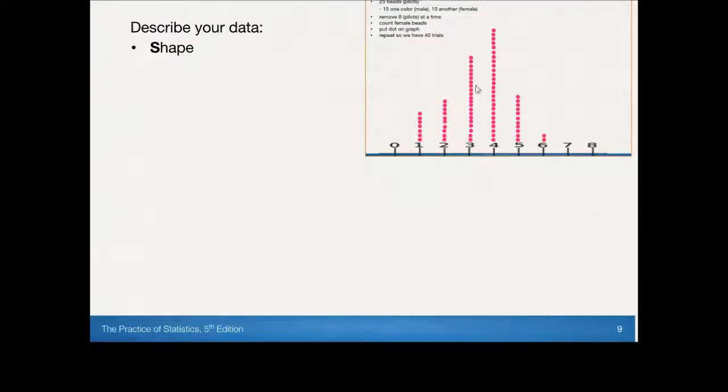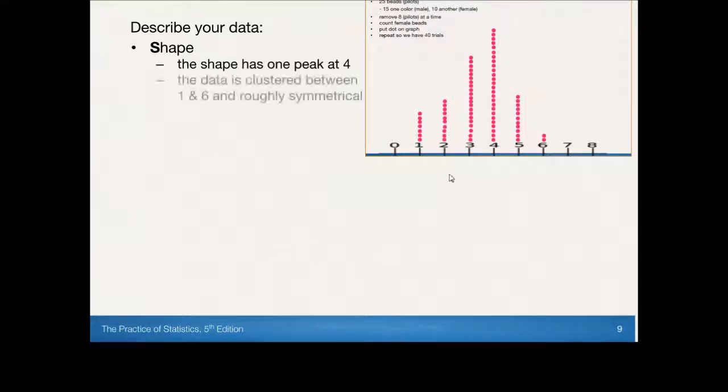Okay, so we say, all right, there's a peak at 4. The data is clustered between 1 and 6, so it's pretty good. And it's basically symmetrical, right? It's not bell-shaped or anything like that, but it's somewhat symmetrical.